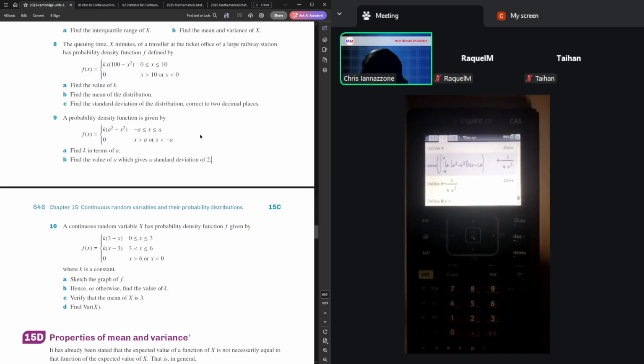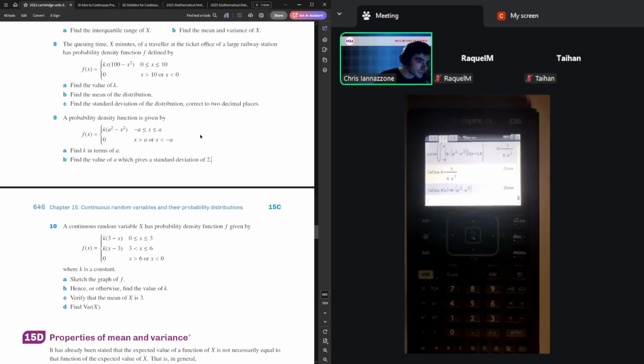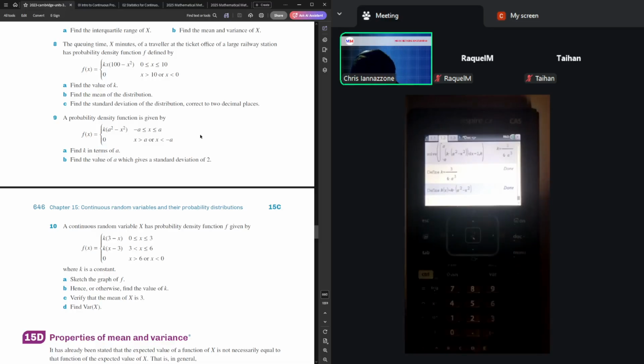So to make life a touch easier, I'm going to define the function. So it was k times bracket a squared minus x squared. That way I don't have to write it out a bunch. So, value of a which gives a standard deviation of 2 means we want to create a standard deviation equation. Standard deviation is the square root of variance, and variance, we've seen that equation before, we know that it needs the mean. So we've gone from standard deviation to variance to now needing the mean. This one had a fair few little step backs we needed to do. So let's get the mean.